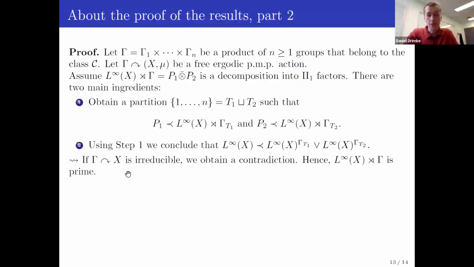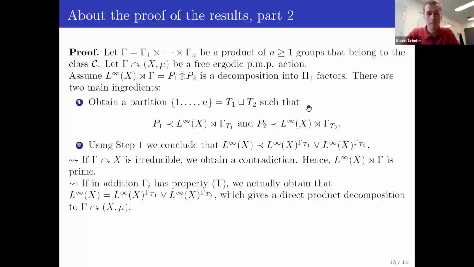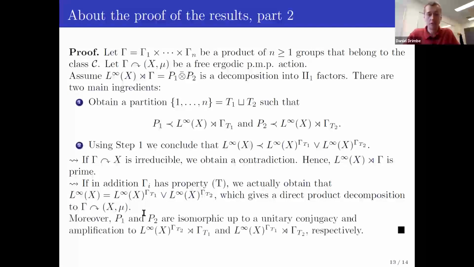First, if gamma is irreducible, we obtain a contradiction simply because L infinity of X is diffuse. The contradiction comes from the fact that we assumed this is not prime and we considered a decomposition into type II_1 factors. Secondly, if we assume that the gamma i have property T, we can actually obtain from the second step that there is a true equality. The true equality will give us automatically that our action admits a direct product decomposition.